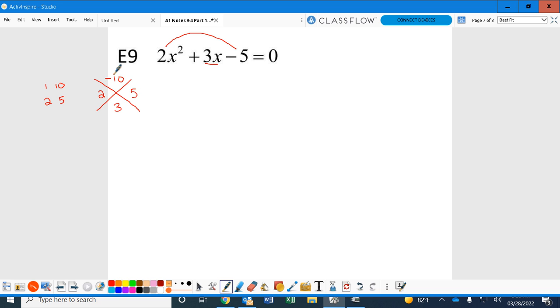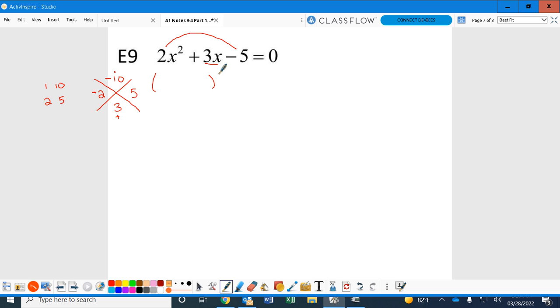Now, since the number on top is a negative, and we have to multiply to get that negative, one of our two numbers is going to have to be a negative number. But it's got to add up to a positive number. Because of that, the bigger number would have to be the positive, the lesser number would have to be the negative. So it would have to be -2 and +5.